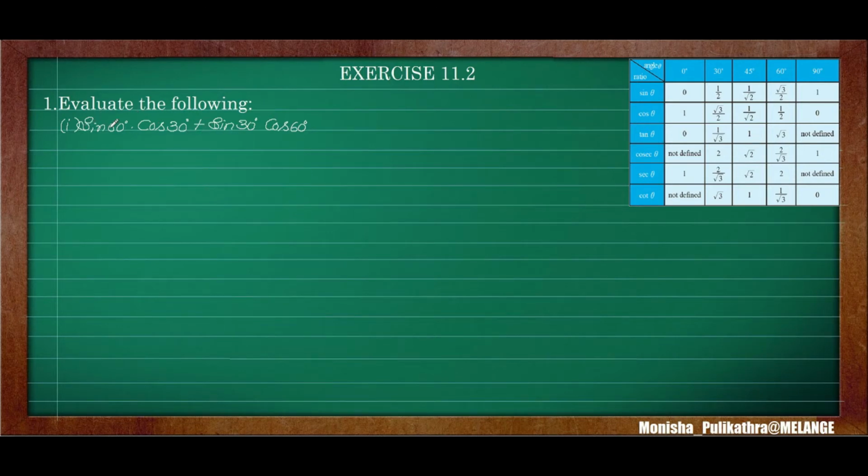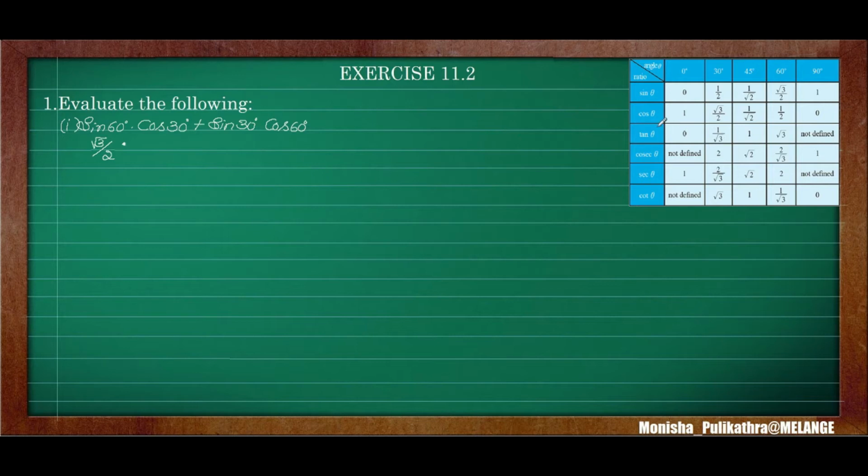Okay, so first is sine 60 into cos 30 plus sine 30 into cos 60. So in the list you have to find out what is the value for sine 60. So it is sine theta, and this is 60 degree. So sine 60 is root 3 by 2. It will be pretty good if you have memorized these things, or else in the starting of the exam itself you can write this chart on your exam sheet so that you can note it and write it out.